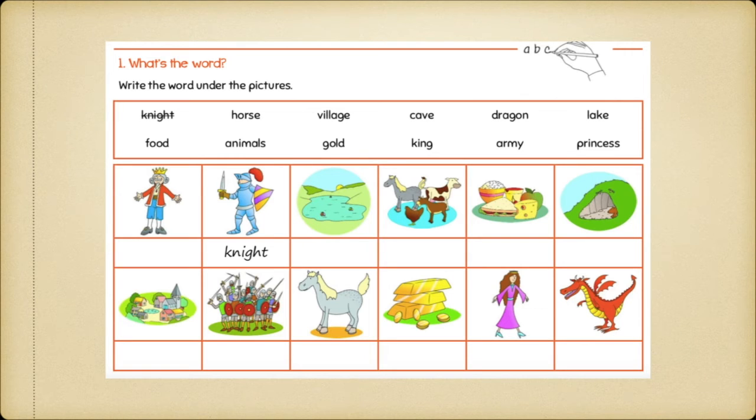He rode a horse, and he went to a village to help them because a dragon was attacking them. He met a hermit in the cave, and the hermit told him about a dragon that lived in a lake. And he also told George that the villagers took the dragon food, animals, and gold, and that he still kept attacking the village. So the king sent his army, and that didn't work either. And finally, he sent the princess.